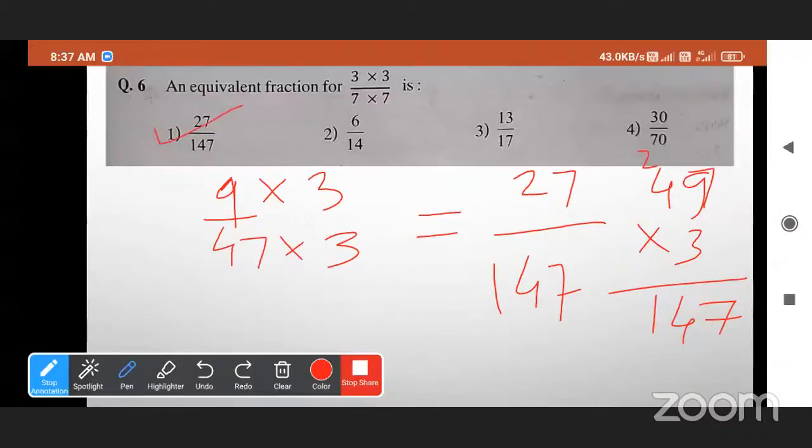So by multiplying or dividing both numerator and denominator by the same number, we get the equivalent fractions.